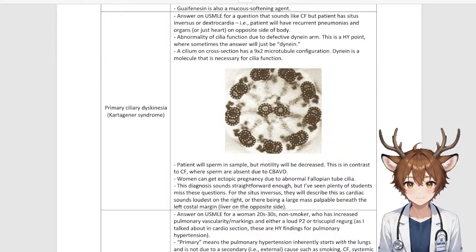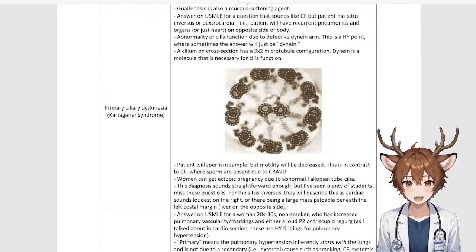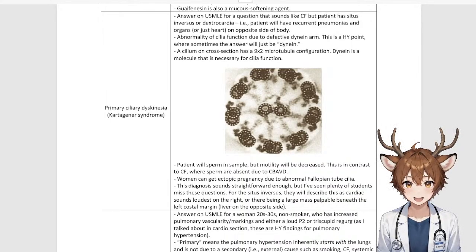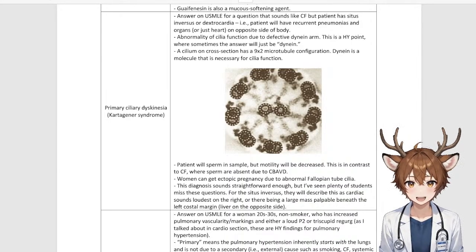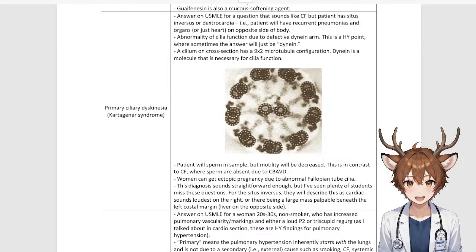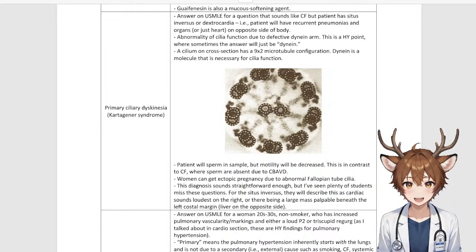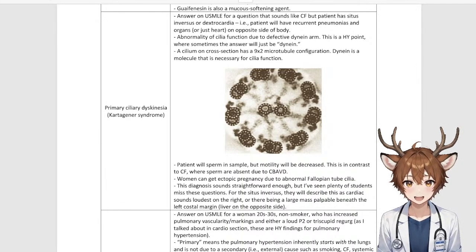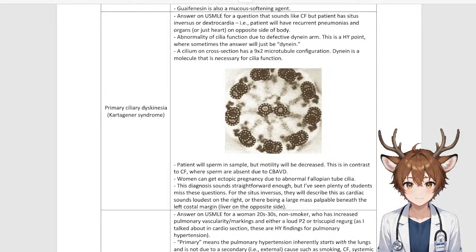Let's talk about primary ciliary dyskinesia, also called Kartagener syndrome. Answer on the USMLE for a question that sounds like CF, but the patient has situs inversus or dextrocardia, that is to say, a patient with recurrent pneumonias and organs or just the heart on the opposite side of the body. Abnormality of cilia function due to the defective dynein arm. This is a high yield point.